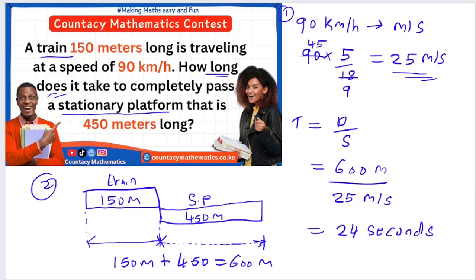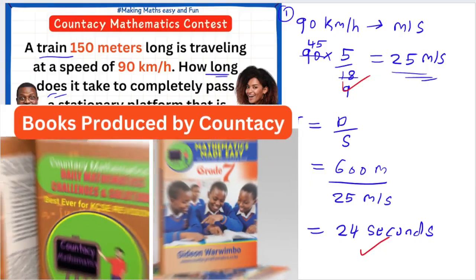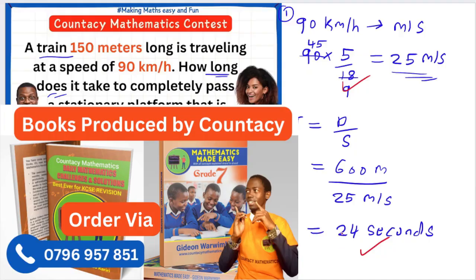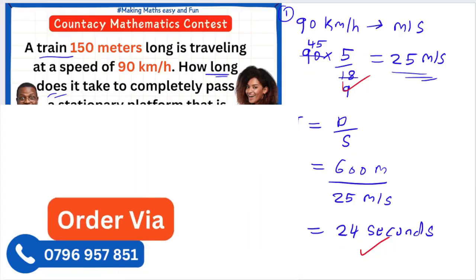And actually, that is exactly what you are supposed to do, and that is exactly how to work out this question. You should be able to convert the speed to meters per second, and also account for all the area, from the length of the train to the length of the stationary platform. You should account for all that to get your final answer as 24 seconds.